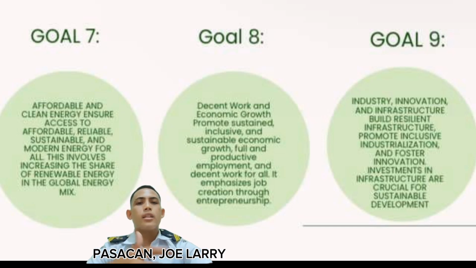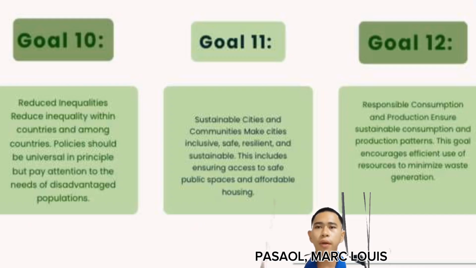For example, a new public transportation system is developed in a city, improving access to employment, reducing traffic congestion, and promoting sustainable urban growth. Goal 10, Reduce inequalities, focuses on reducing inequality within and among countries. It emphasizes the importance of universal policies while acknowledging the specific needs of disadvantaged populations. This goal aims to create a more equitable world where everyone has the opportunity to thrive. Achieving this goal requires addressing issues like poverty, discrimination, and lack of access to education and healthcare.